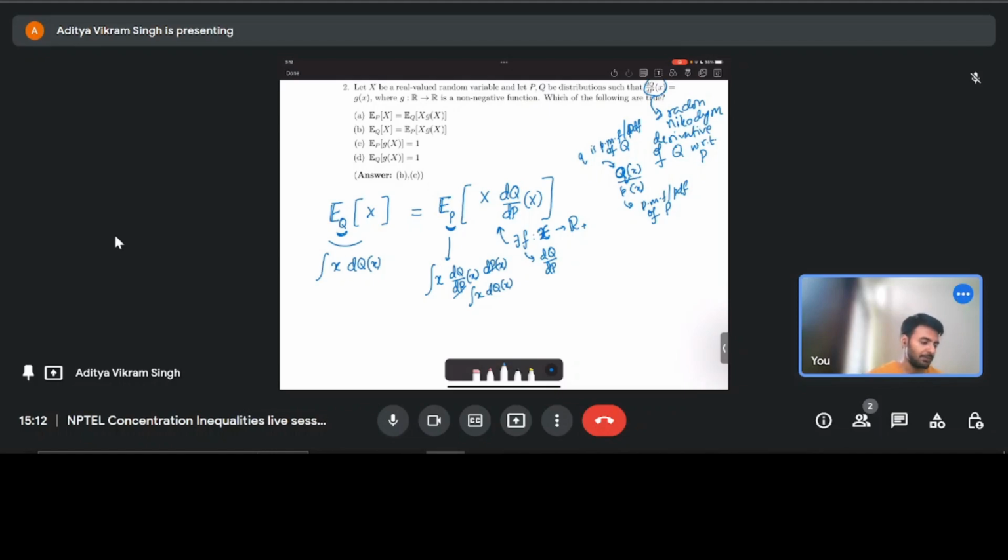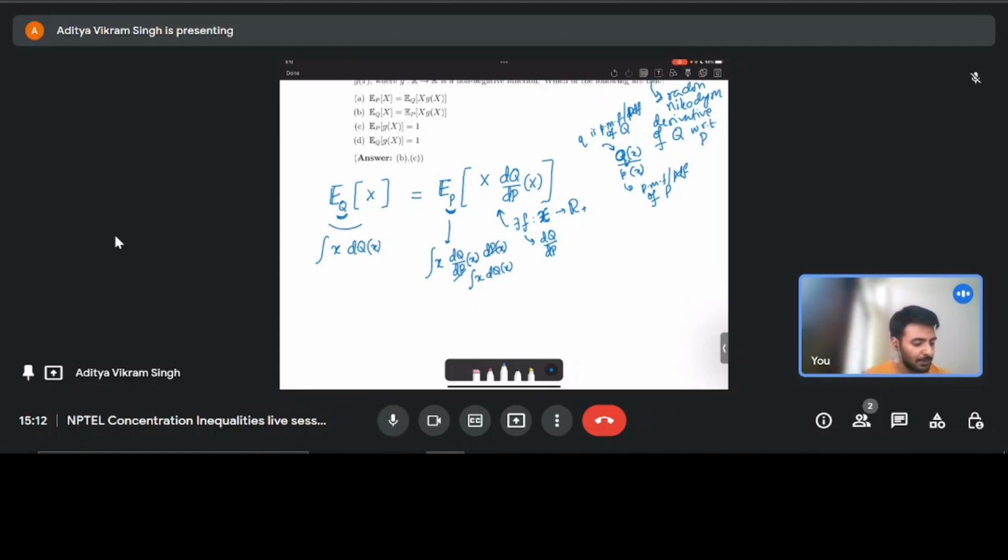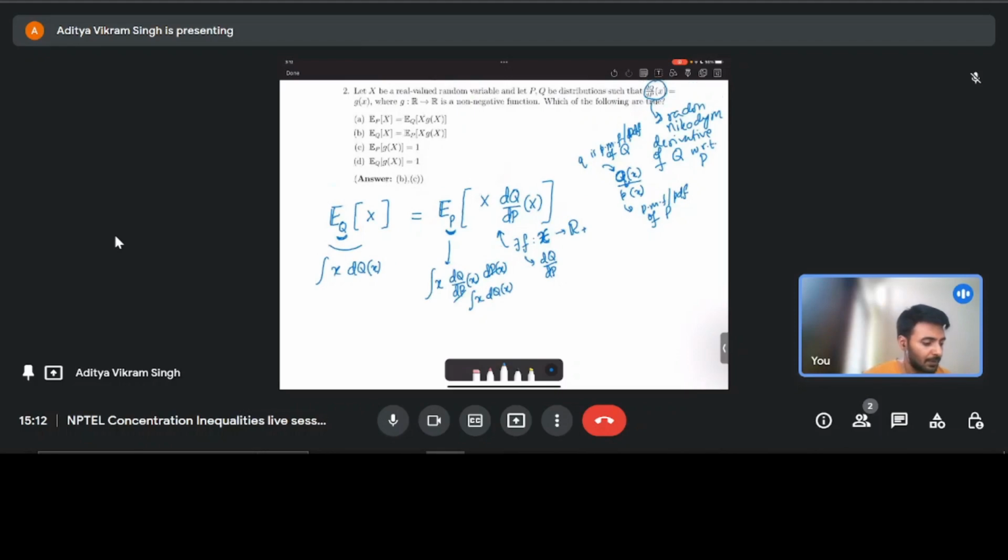So this is the reason for this notation dQ by dP for the Radon-Nikodym derivative, and this is why it's not a Radon-Nikodym derivative. All right, so this is the main property. This is the defining property of Radon-Nikodym derivatives, and we know this is given to be g of X. So option B is correct, option A is not correct.